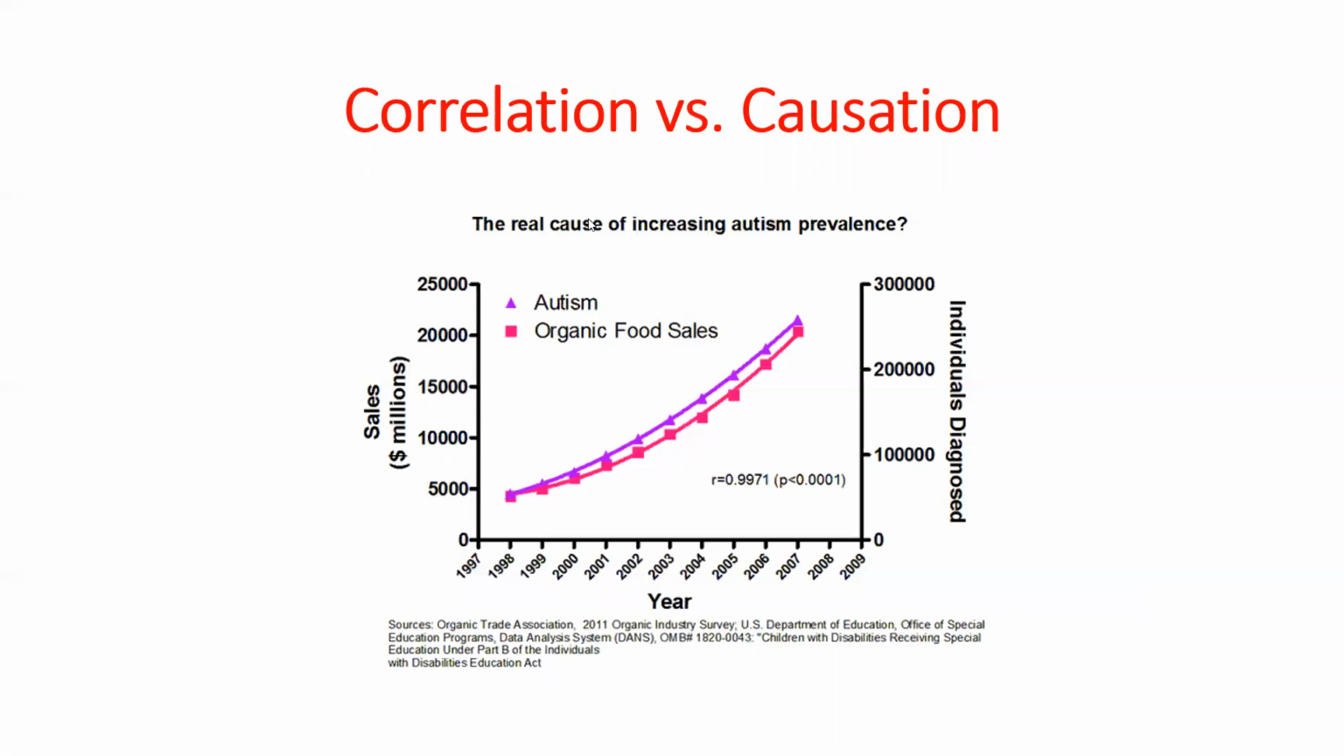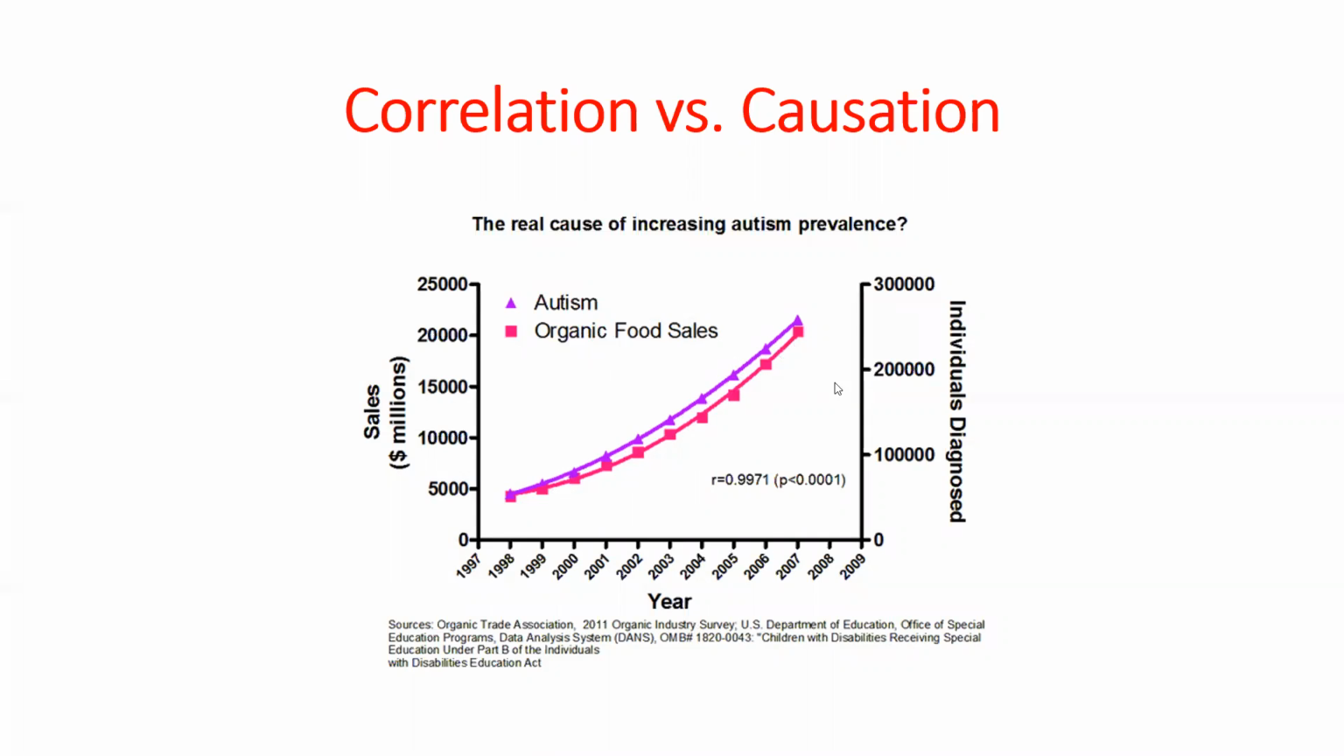I always thought this was an interesting little example. If I took data on autism rates from 1998 to 2008, and organic food sales, and estimated a coefficient between these two, it's going to be highly significant and look positive, right? But I am no expert on autism or the effects of organic food on individuals. My guess is there's no causal effect here, right? Organic food sales aren't causing autism rates to go up.